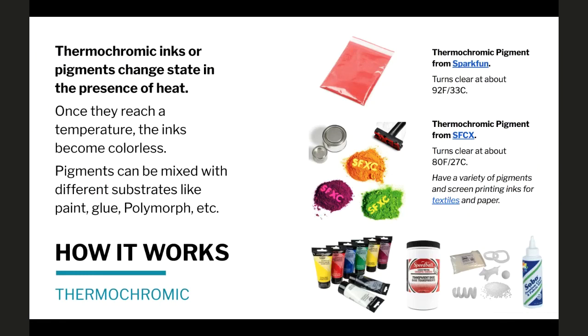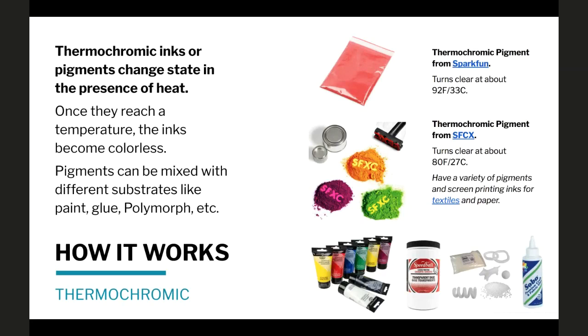So you can get thermochromic pigments from SparkFun in the States. You can also get them from Adafruit, and you can get them from SFCX in Europe. So it's important to keep in mind what temperature the state change happens. The SparkFun pigment changes at about 92 degrees Fahrenheit, 33 degrees Celsius. The ones from Adafruit I don't have up here, but they change at about 89 or 90 degrees Fahrenheit. So it's fairly comparable. But the SFCX turn at 80 degrees Fahrenheit and 27 degrees Celsius.